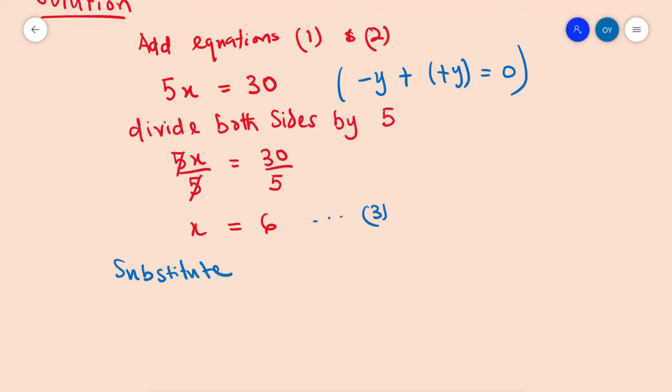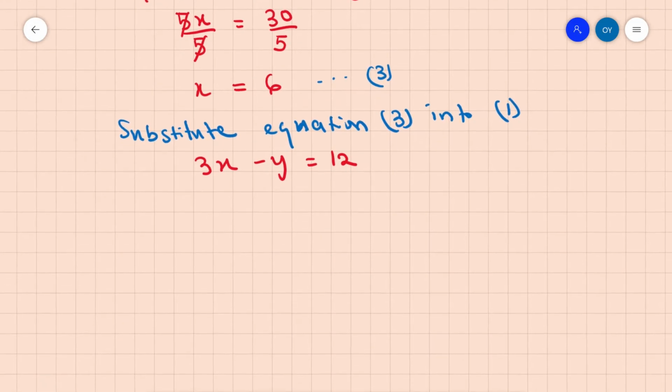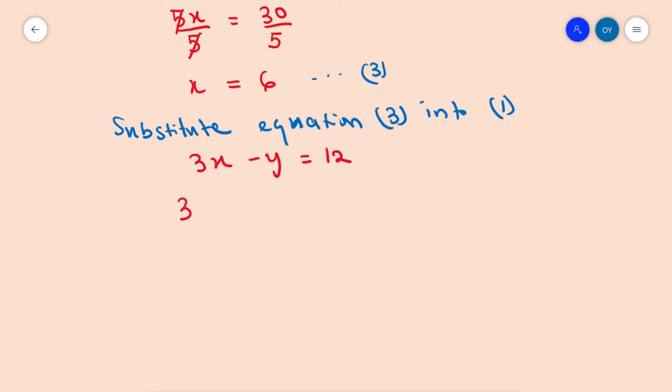Now we substitute x equals 6, which is equation 3, into either equation 1 or 2. But here I substituted into equation 1. Now we have 3x minus y equal 12, which is our equation 1. So substitute the value of x equals 6. We have 3 bracket 6 minus y equal 12. 3 times 6 is 18, minus y equal 12.